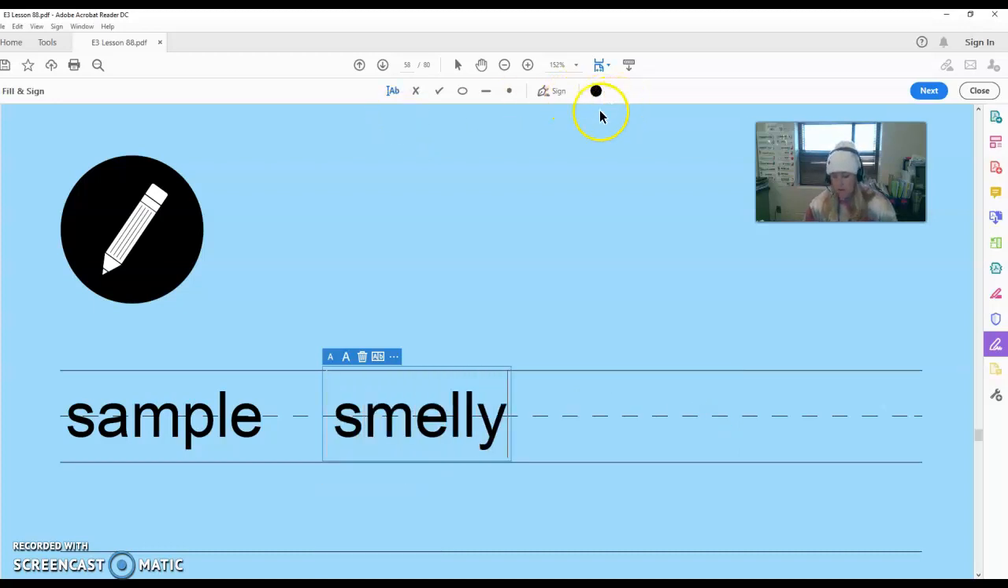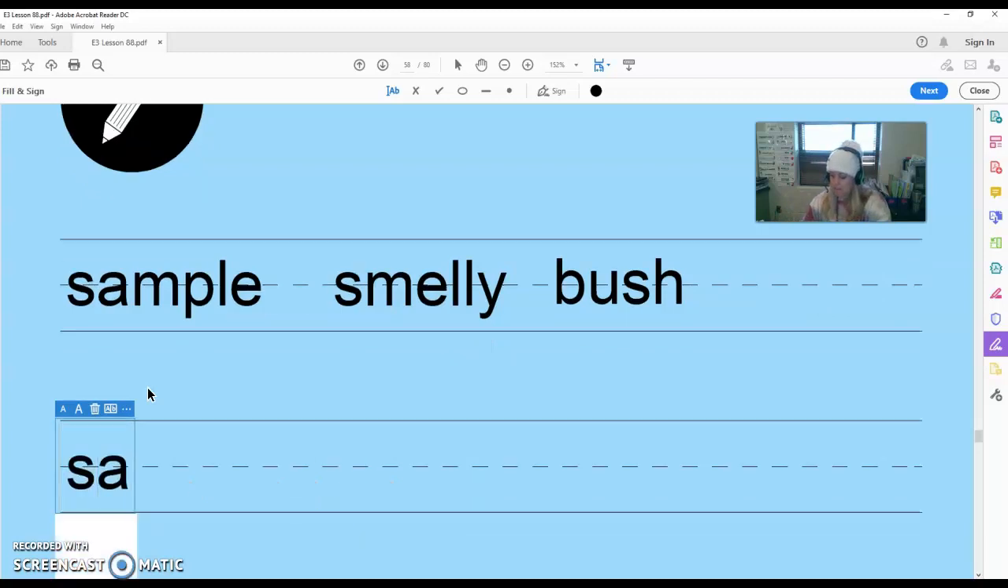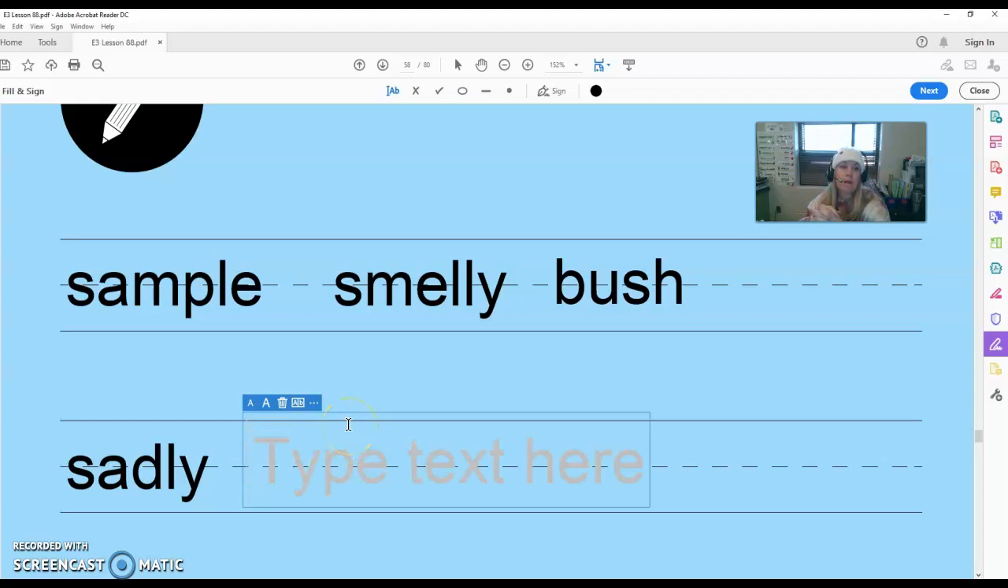Smell-y. Okay, then we've got a sight word. The word is bush. Say it with me. Bush. It's got that sh at the end of it. Okay, the next word we're going to write is sadly. Say it with me. Sadly. Let's blend that. Sadly. Okay, and then we've got mingle. Say it with me. Mingle. Let's blend it.